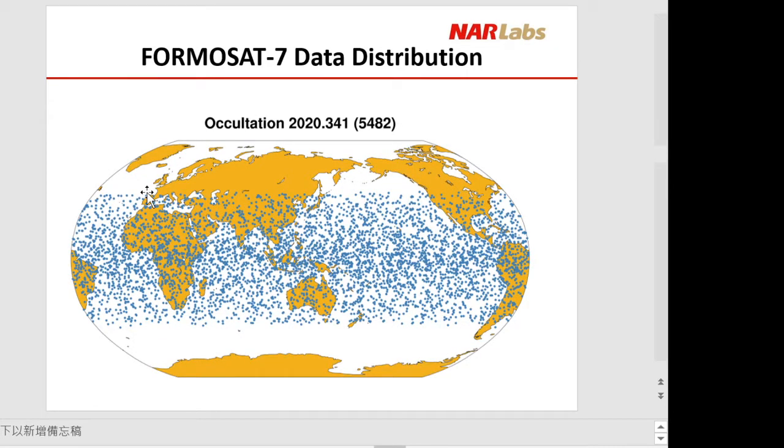This is a real data distribution from Formosat-7. You can see it's in the band of north-south 50-degree latitude.